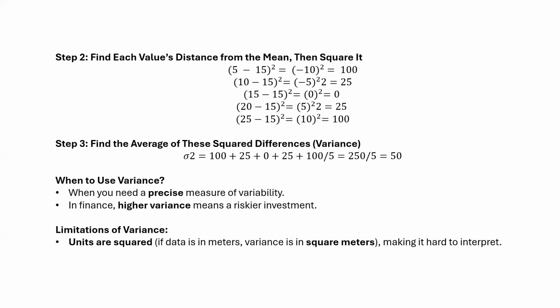If higher variance is there, it means it's a riskier investment. Your data spread will be very high. But based on the range, you cannot decide that because it could be impacted by the outliers.